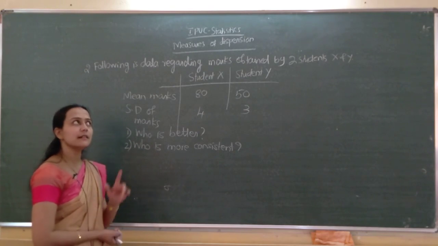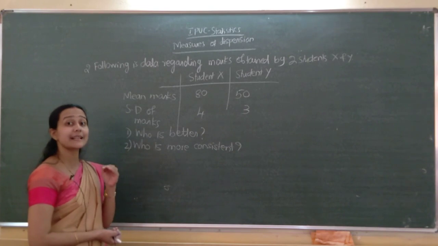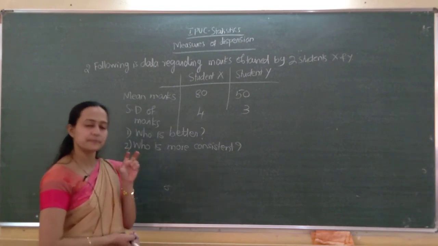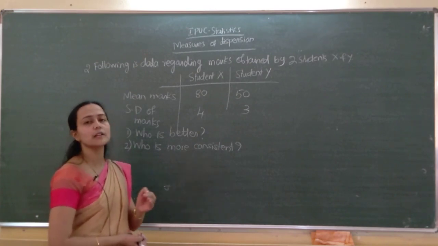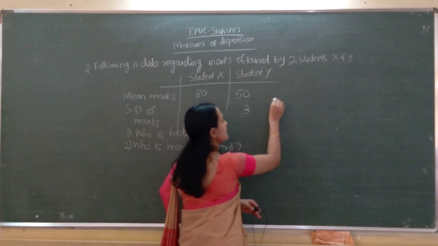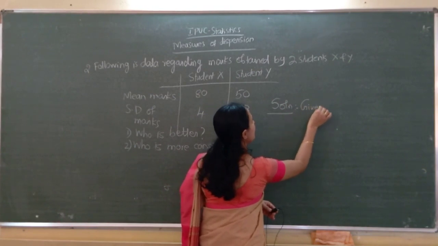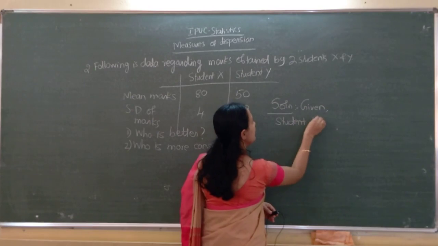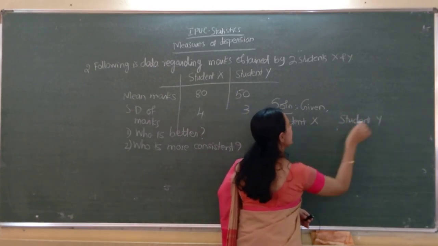In the first type of CV problems, who is better run scorer? There, what did we find? Yes, we found X bar. Whichever X bar is more, he is a better run scorer. Same here. So first I will write the solution, first student X, then student Y. Same notations I will write.